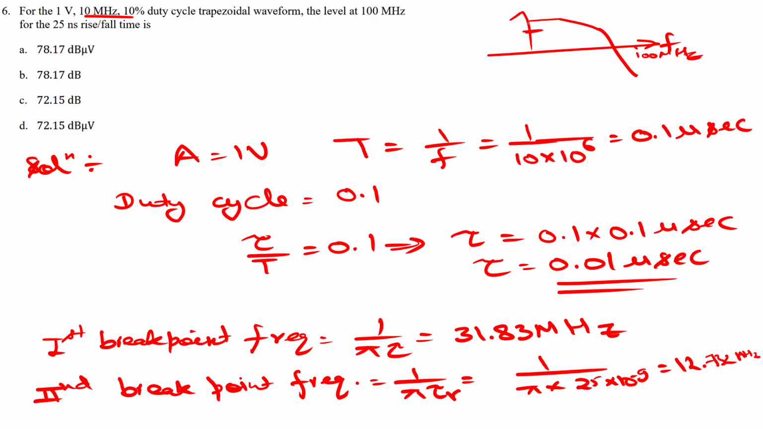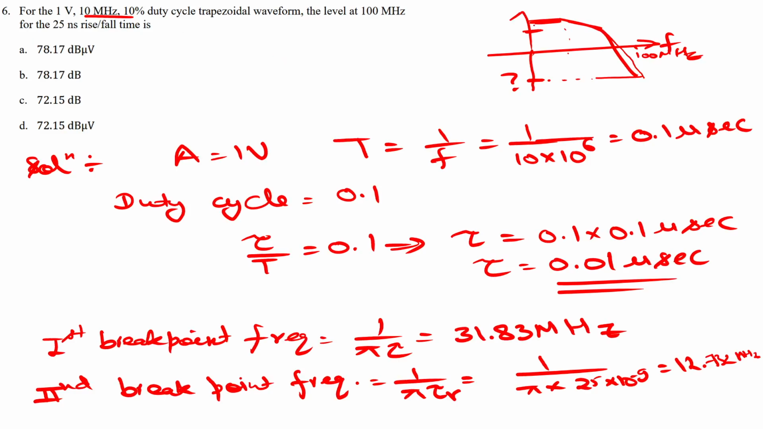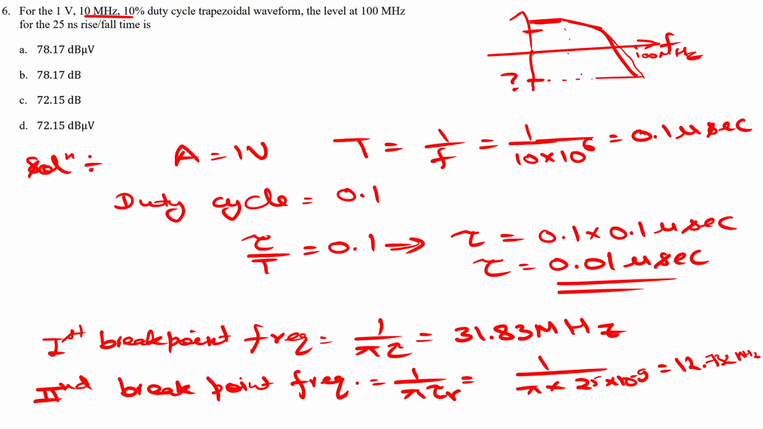And now the question they are asking is what will be the level, like the DC level. So this is our DC level here, but after the breakpoint frequency it starts dropping. So what will be this value at 100 megahertz? That's what we have to find out. And in the 14th lecture, I think the professor has derived one formula based on the slope, using the equation of a line and its slope. Since we know the slope and the point, we can easily derive this.